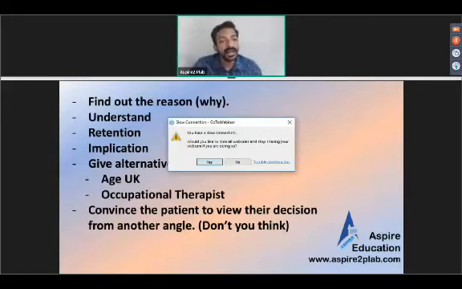Yes, so we have to convince the patient. That's it. If you're not able to convince him, then don't worry about it, because it depends on how the examiner trained the simulator that day. If he's not getting convinced, that's also fine. If he's getting convinced, that's also fine. So convince the patient to review their decision. Like, don't you think that if you do this, it would be better? Something like this you can use.